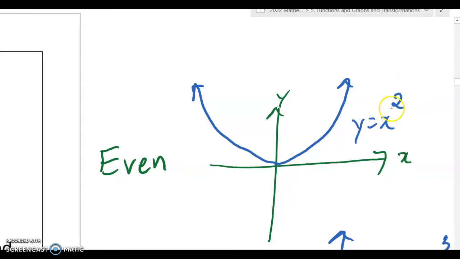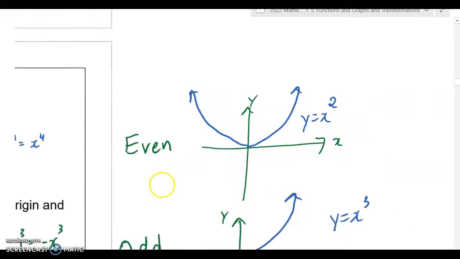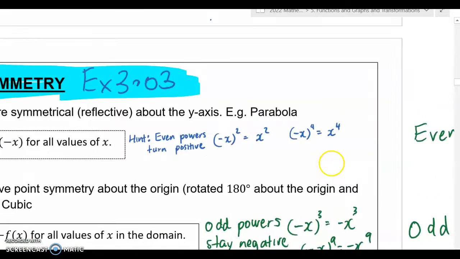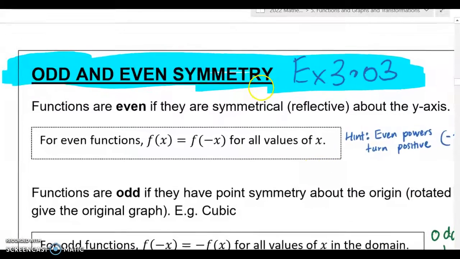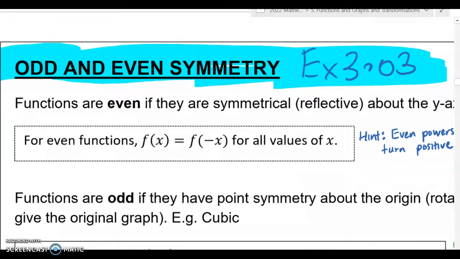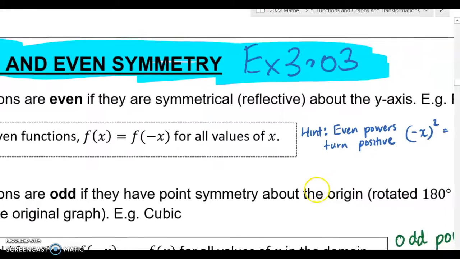Pretty much any parabola that has a power that is an even number will be an even graph. So y equals x to the 4, y equals x to the 6, etc. would be even. So we can look at them graphically, but there's another way we can work them out, and that's the rule here. For even functions, the function itself, f of x, is equal to the function of minus x. So if we can get that to work for a function, then that is an even function, if that is true for all values of x.